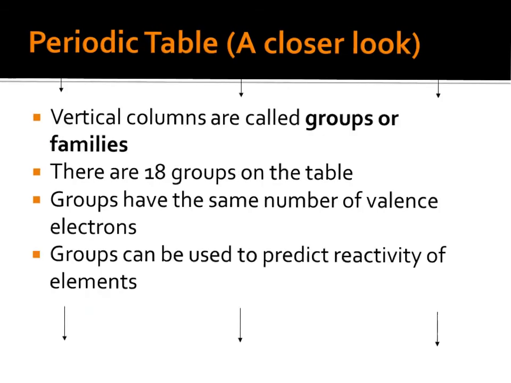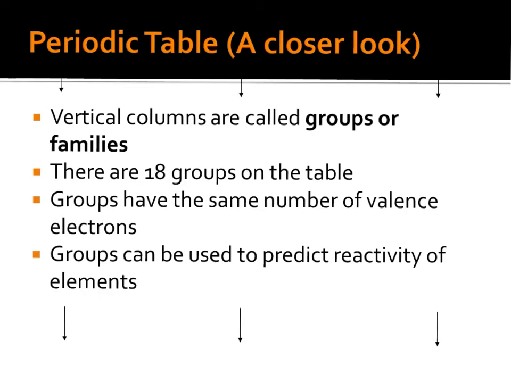So we know that the periodic table is set up in terms of rows and columns, and the vertical columns are known as groups, and they're also known as families. And we'll learn a little bit about why they're also known as families in the next few weeks. There are 18 total groups on the table, and one cool thing about the groups is that they all have the same number of valence electrons. These are the electrons that are located on the very outside of the atom when they're spinning around the nucleus.